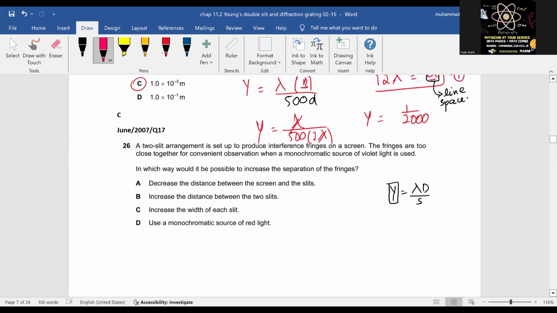So now, please get back to this question quickly. A two-slit arrangement is set up to produce interference fringes on the screen. The fringes are too close together for convenient observation. When a monochromatic light or violet light is used, in which way would it be possible to increase the separation of the fringes?